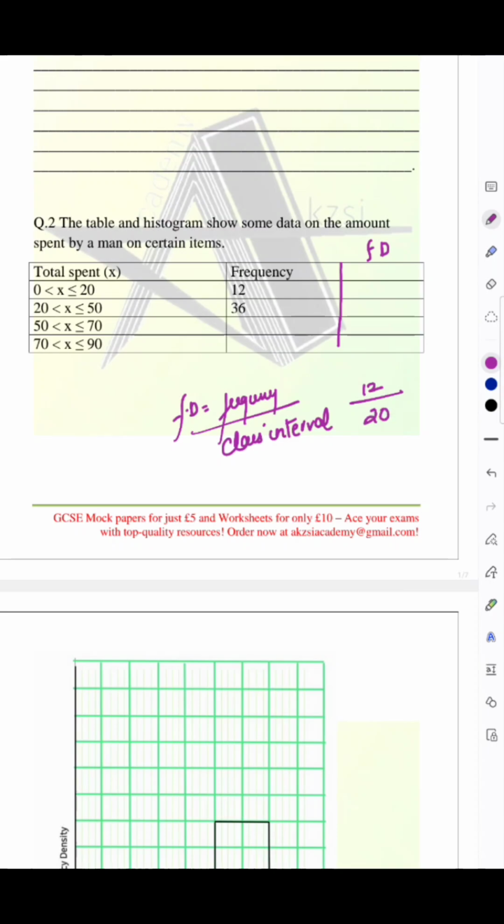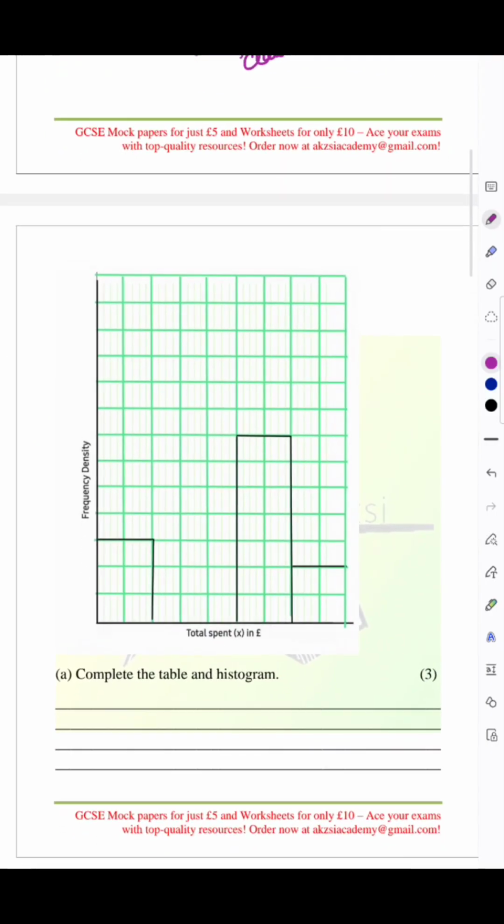So 12 over 20, which can be written as 3 over 5. 3 over 5 is the density, or if I convert it into decimal, it will give me 0.6. So I get to know that frequency density is 0.6. That means this whole is 0.6, or simply I can say that this value is 0.6. If this value is 0.6, that means these three blocks total is equal to 0.6. So one block is equal to 0.6 over 3, which is 0.2.